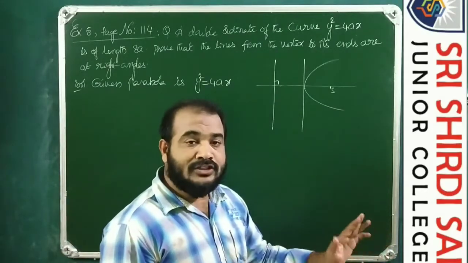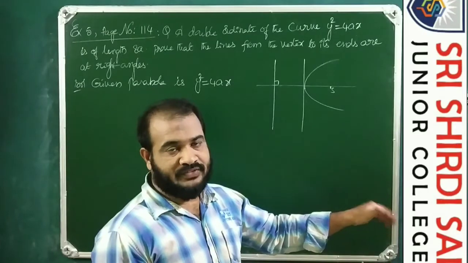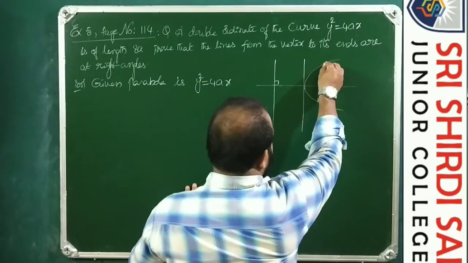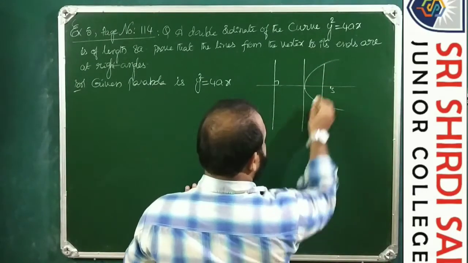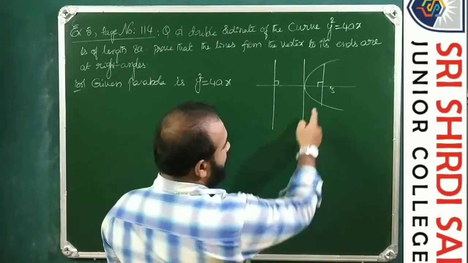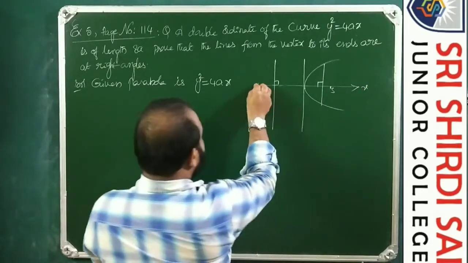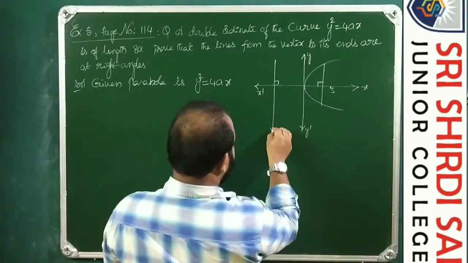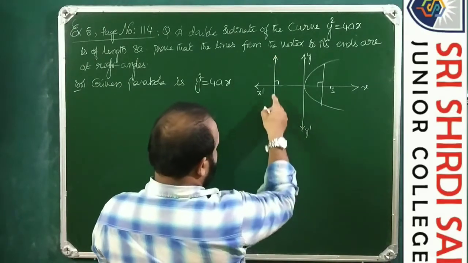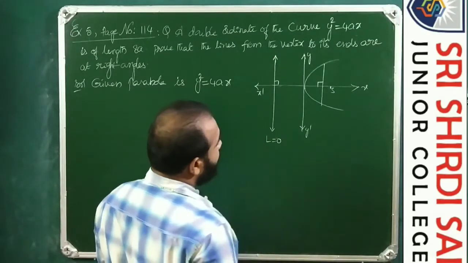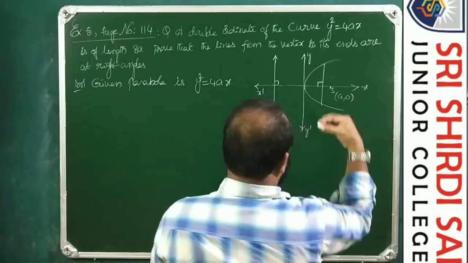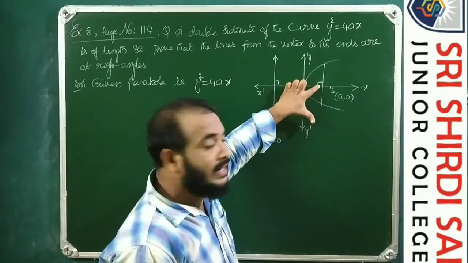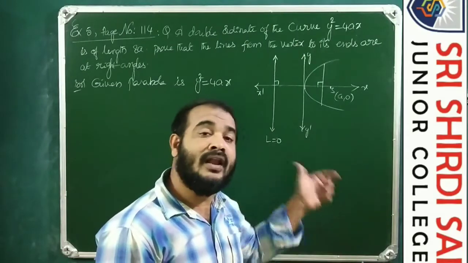A chord which is perpendicular to the principal axis. So let us suppose that this is the chord which is perpendicular to the principal axis. This is our directrix, x plus a equals 0. This is (a, 0). So if the same chord which is perpendicular to the principal axis is passing through the focus, then it is said to be a latus rectum.